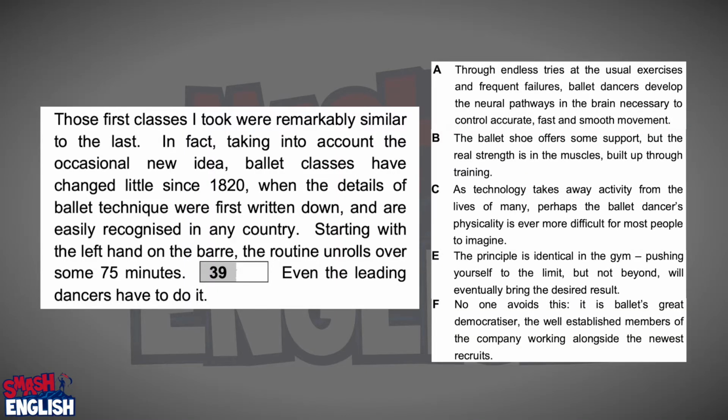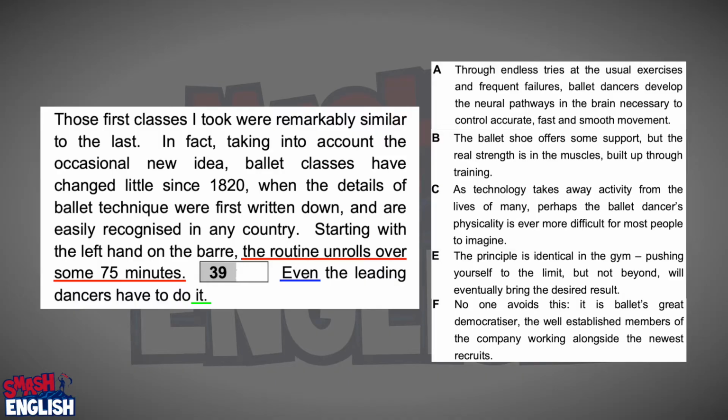By now, you know what to do. Read the entire paragraph. You need to understand what the writer is talking about. Finished? Marvellous. Here, the writer is talking about how little ballet has changed over the years. Prior to our missing sentence, the writer is talking about a 75-minute routine. The sentence after our gap contains the pronoun it and begins with even. Even here is used for emphasis. So this sentence must be a direct continuation of the idea in the prior sentence.